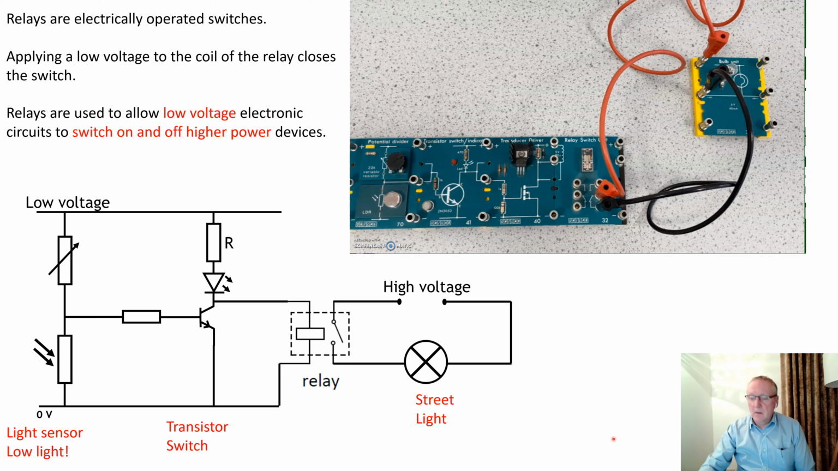And this is a model for a circuit that could be used to switch on street lights automatically when it gets dark. But your main thing for today is remembering this learning outcome here, that relays enable low voltage electronic circuits to switch on high voltage, high current circuits. And that's us. That's electronics finished.